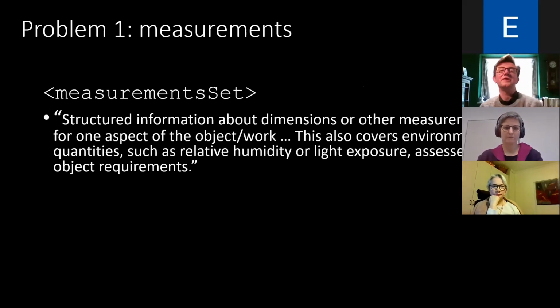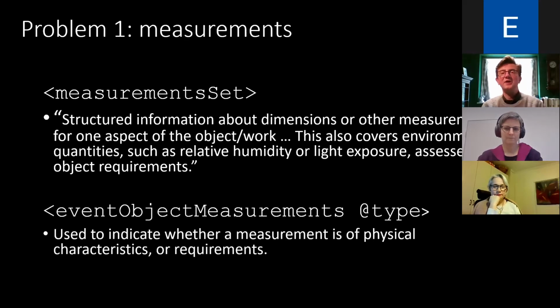Now, in this instance, the LIDO working group has agreed to extend the definition of measurements in version 1.1. In the current draft, these are listed against the measurement set element, and the significant addition is that this also covers environmental quantities such as relative humidity or light exposure assessed as object requirements. And they've also added a type attribute at the top level of a set of measurements, which allows us to distinguish between physical measurements and object requirements. So in this case, the LIDO working group kindly accommodated our needs by adapting a definition and adding an attribute in a new place.